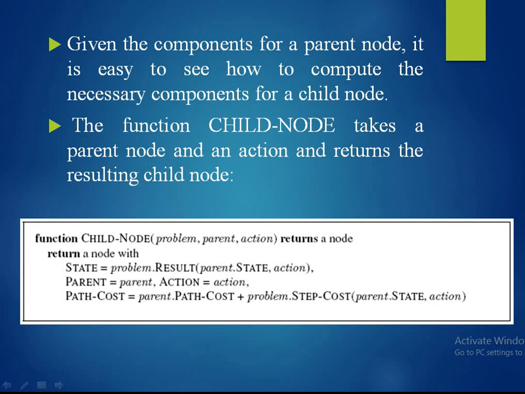Now, given the components of the parent node, it is easy to see how to compute the necessary components for the child node. The function child node takes a parent node and an action and returns the resulting child node. So here the function child node is provided, which returns a child node. The state is provided here, the parent node is provided, and the path cost is also provided.